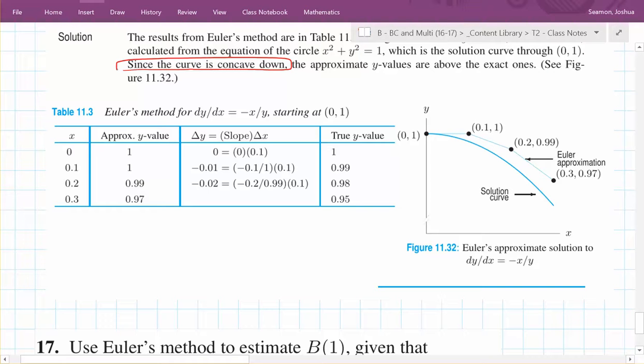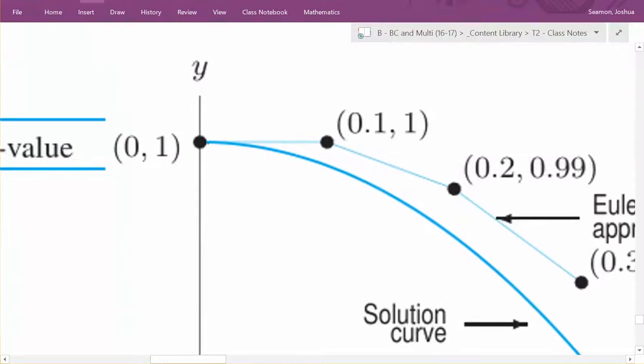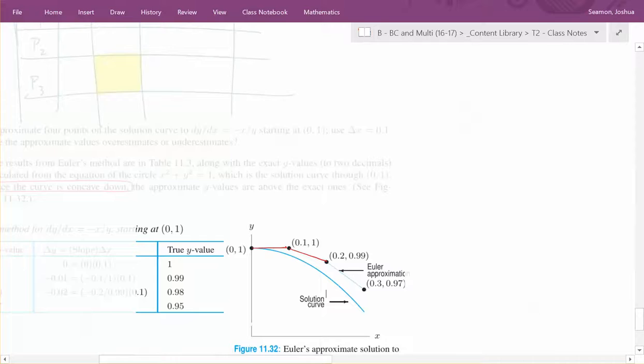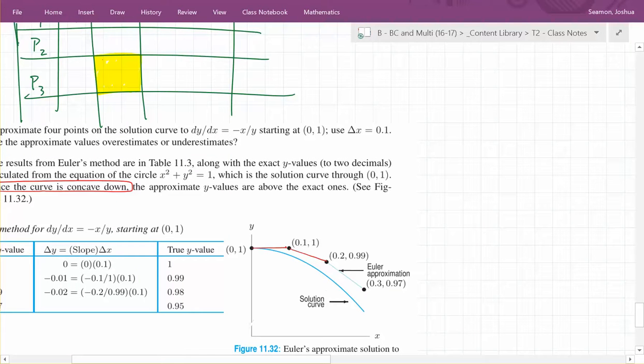But one of the definitions for concave down is what? All the tangent lines are above. Concave down means all tangent lines will be above. What does concave up mean? All the tangent lines are below. So yes, if you agree that this is concave down, then this estimate is going to be above. Because the initial tangent line is going to go above, and then you're going to stay above. Now again, how would you make your estimate better? Make the step less.